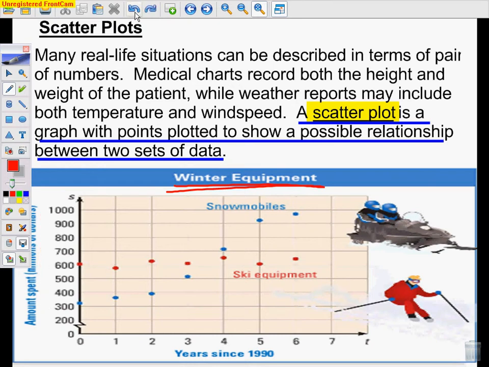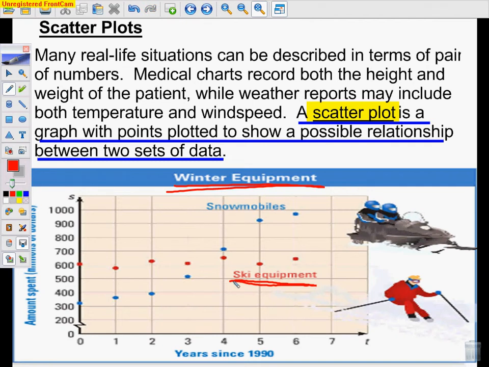So, what do you notice about the snowmobiles? What do you notice about that graph? Looking at that, we could say that for the blue dots, the snowmobiles, the amount spent was in general increasing from one year to the next. What do you notice about the ski equipment? That one remains relatively constant.